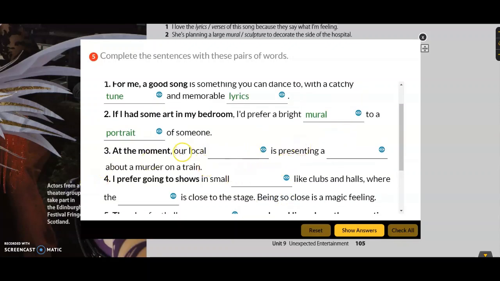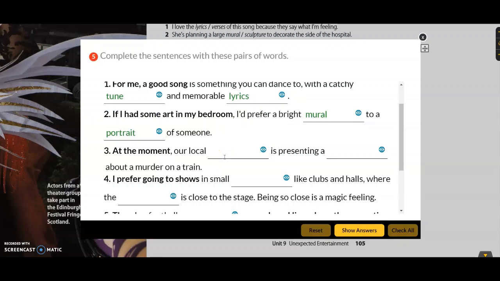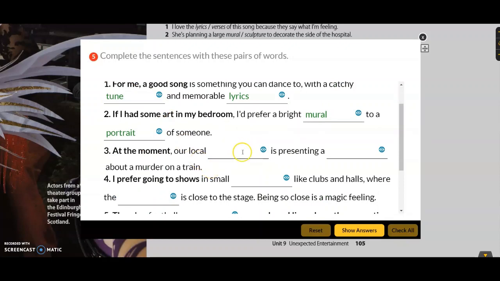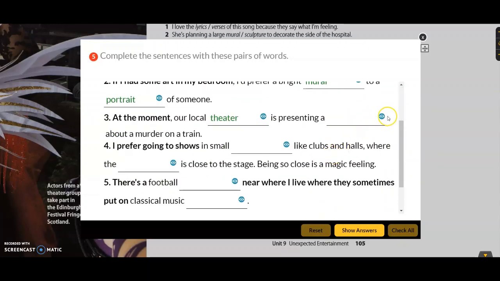I think this refers to maybe a movie or something where you can go and watch a show. So I think it's theater and play. Let's check it. "Our local theater is presenting a play about murder." Yes, theater and play are correct in number 3. "At the moment, our local theater is presenting a play about murder on a train."